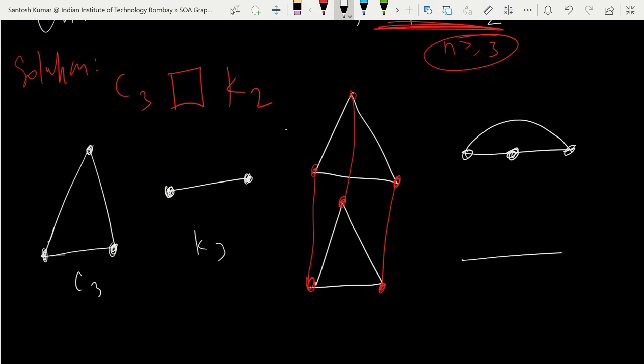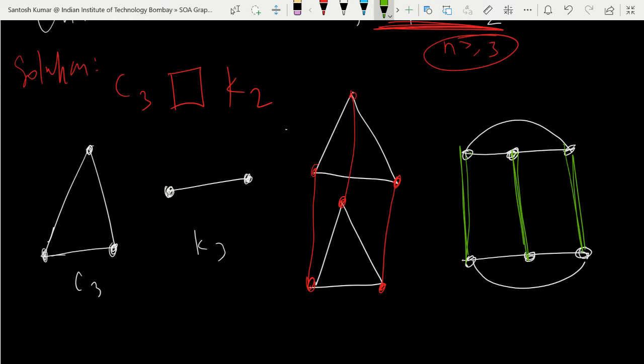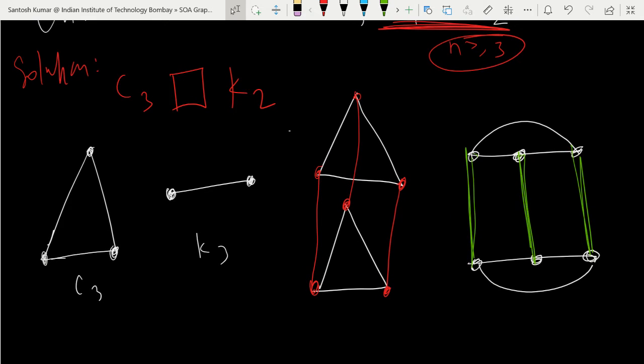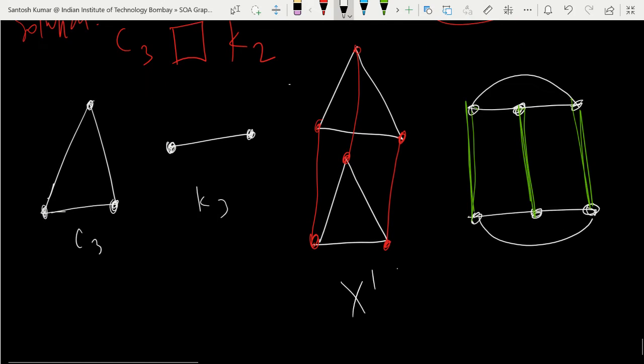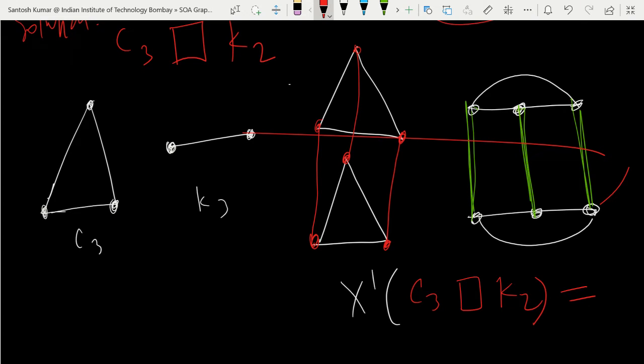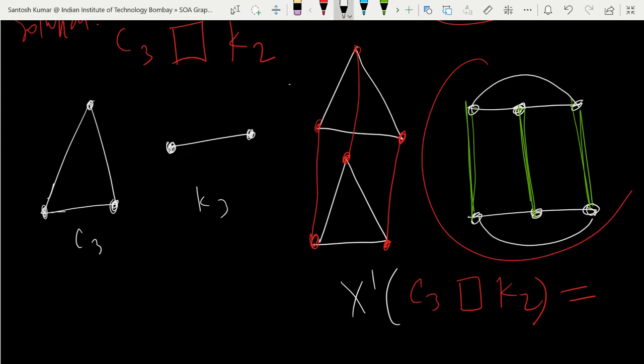This is C3, this is C3, and you can join it using K2. You are doing Cartesian product, so this K2, K2, this is also the same graph. So the main point is we need to find chi dash, the edge chromatic number, of C3 Cartesian product K2. Yeah, so you tell me about this graph. Both are the same. Okay, so you can tell me what is the edge chromatic number for this graph.